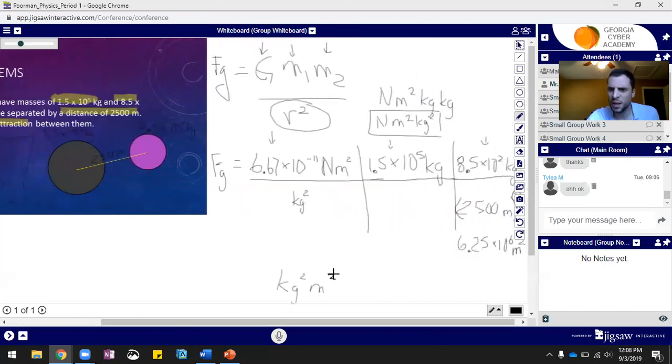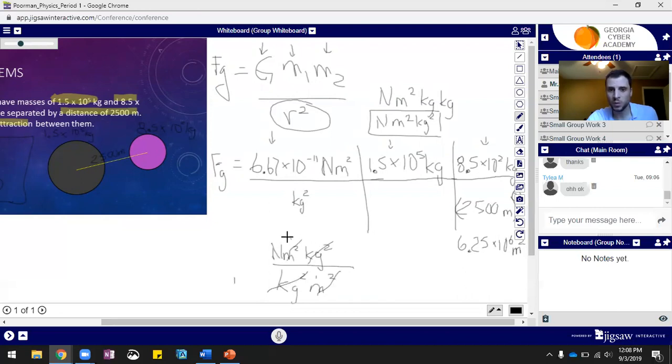So let's see if that works. All right, so we're just going to put our units here. Our units on top were newtons times meters squared times kilograms squared, and we got that up here. So what is meters squared divided by meters squared? Well, it's just 1, so those cancel out. And what's kilograms squared divided by kilograms squared? Well, that's just 1.